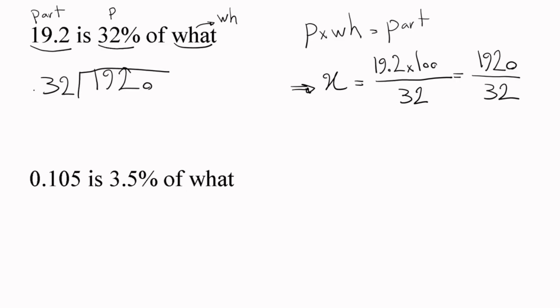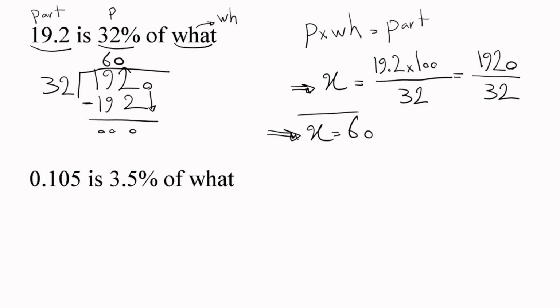Okay, how many 32 do we have in 192? Of course, it is going to be 6. 6 times 32, it's going to be 192. And if I subtract them, this part is going to be 0, but we have another 0 and it's going to come here, right? So the answer will be 60.